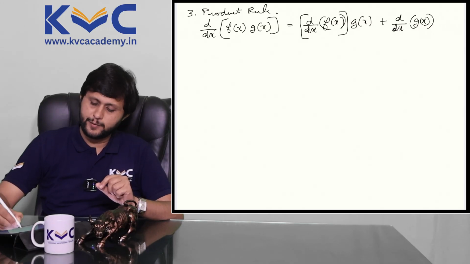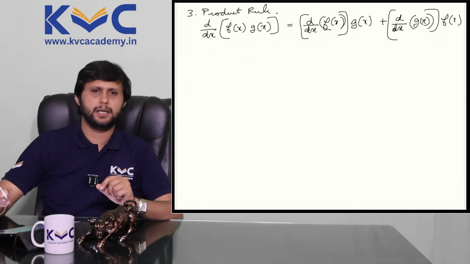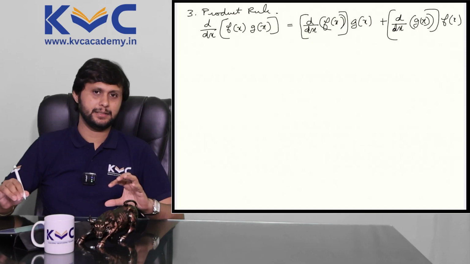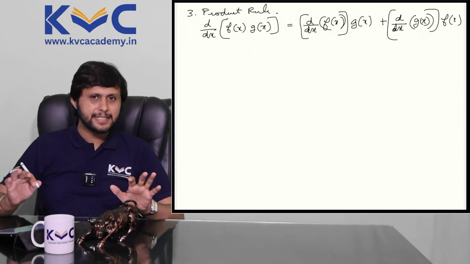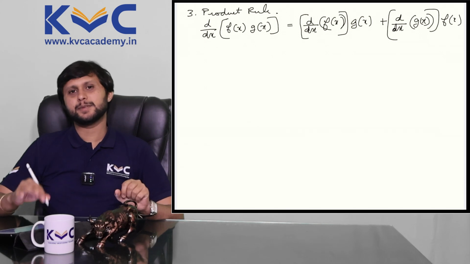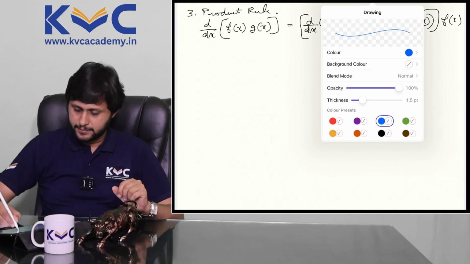We keep f of x as it is. Okay. We'll put it this way. First function, second function. Easier to understand. We differentiate first function, second function as it is. Then we differentiate second function, first function as it is. Fine. How does it work?